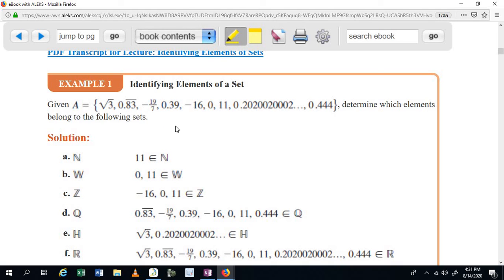But then you need to look at some of these decimals as well. 0.39 can be written as 39 over 100. Remember, if it's a terminating decimal, then it's a rational number. So 0.444 is also a rational number. It can be written as 444 over 1,000. It terminates. Any decimal that terminates is a rational number.